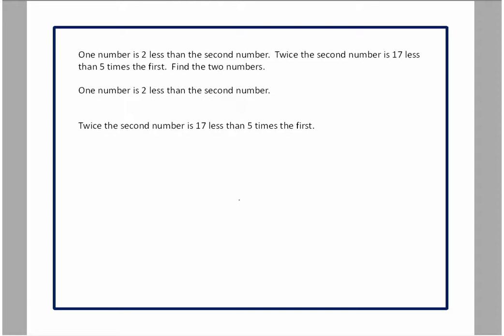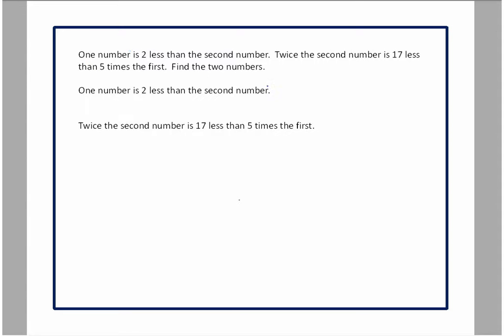Hi, I'm going to do an application of solving a system of equations, and it's going to give me two equations. In this one, we have one number is 2 less than the second number, and twice the second number is 17 less than 5 times the first. And we want to find the two numbers.